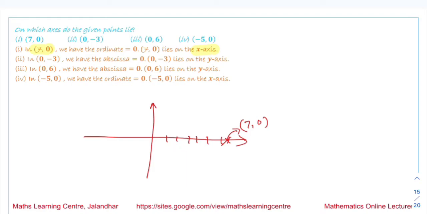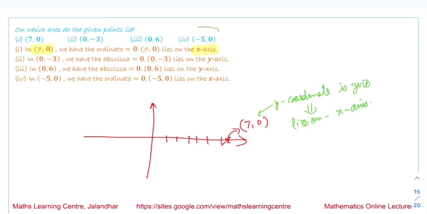Now the second way you can tell is that for the point 7 comma 0, the y coordinate is 0. So if the y coordinate is 0, you can directly write that it lies on the x-axis.